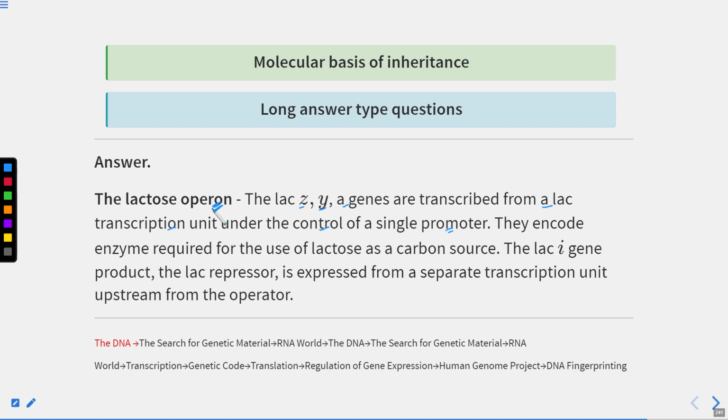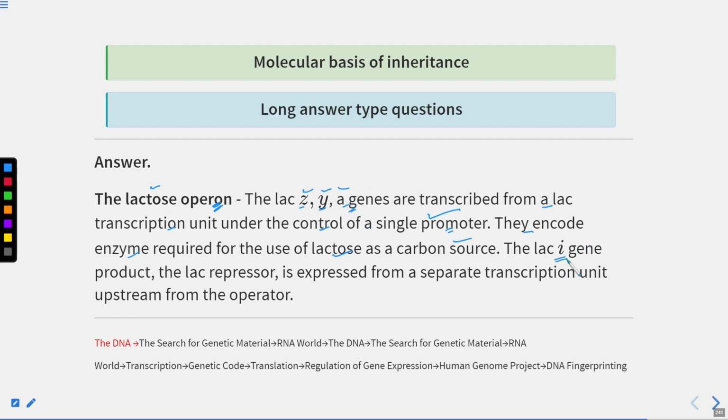So what happens in the lactose operon or polycistronic genes or polycistronic mRNA? The structural genes are under the control of a single promoter. This happens in prokaryotes. They encode enzymes required for the use of lactose as a carbon source. So the lac operon is involved in the metabolism of lactose.